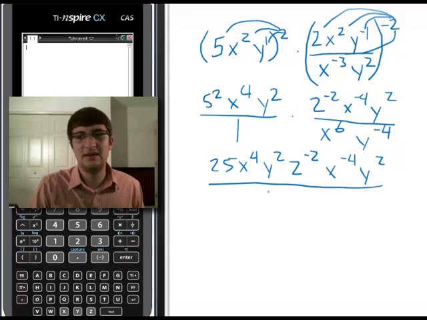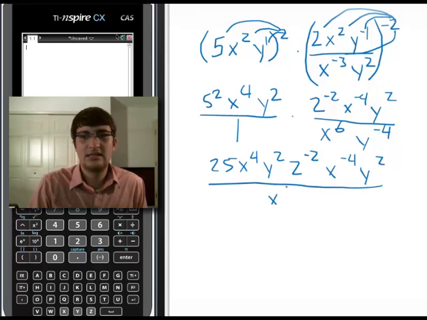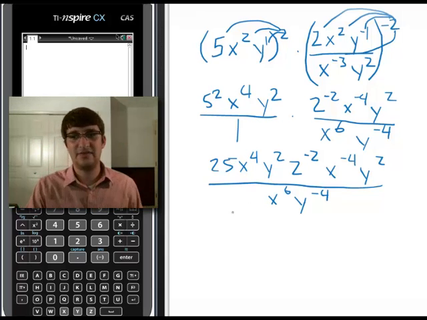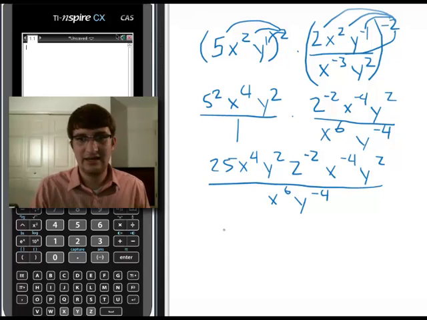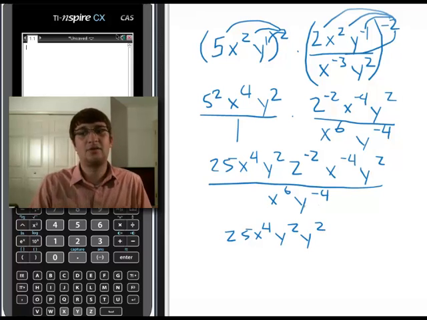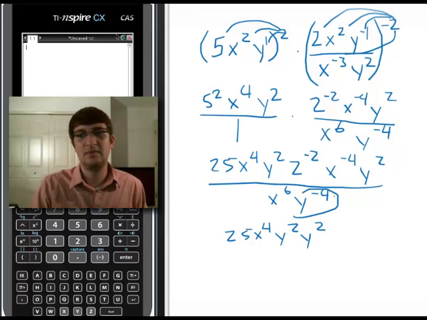Now on the bottom this time, I only have, for the most part, x to the 6th power and y to the negative 4. Now we have to do our flips, so anywhere you see a negative exponent, it needs to be transferred. So I'm going to go ahead and do that, all right? So I have 25, x to the 4th, y squared, and then another y squared, okay? Also, I'm going to write another y to the 4th because this number here has a negative exponent, so this needs to be moved up top. So I'm going to have y to the 4th here, okay?